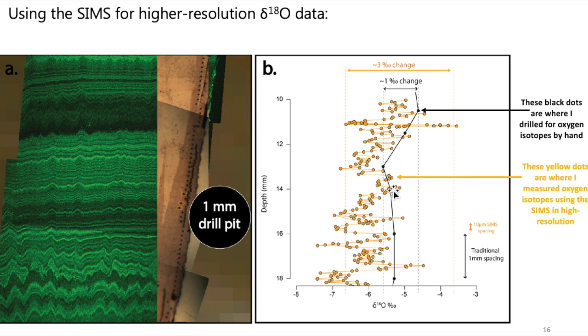So you can see this record overall is very coarse in resolution, whereas in yellow here, these data are showing where I measured oxygen isotopes using the SIMS. So these tiny black dots on the left here, and I've circled them in yellow. So overall, you can see I can fit several SIMS measurement points in between individual conventional oxygen isotope analysis pits that I drilled by hand. So this is a very high resolution tool that we can use to resolve high resolution climate records going back thousands of years.